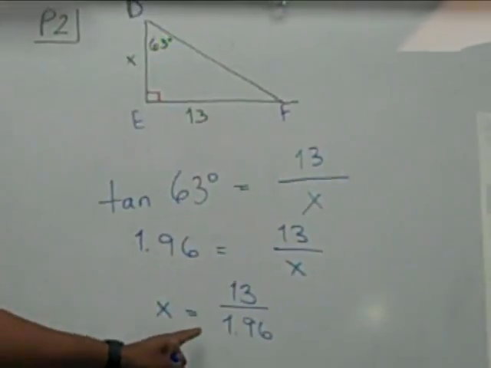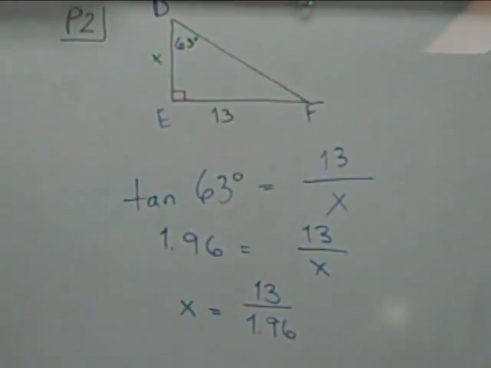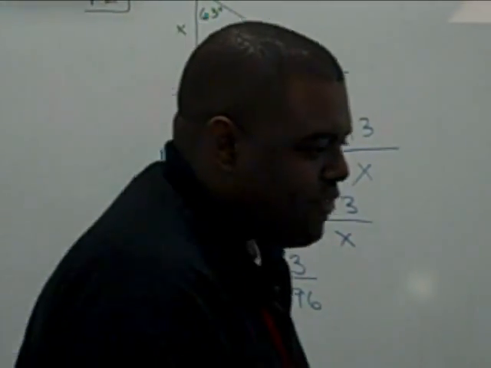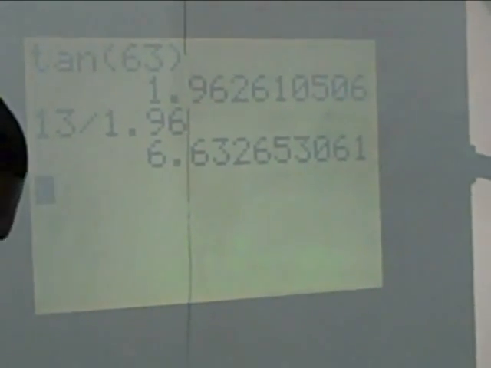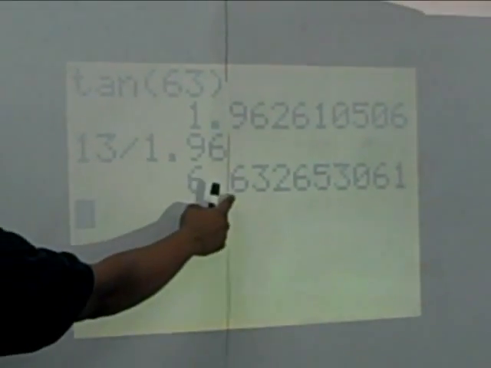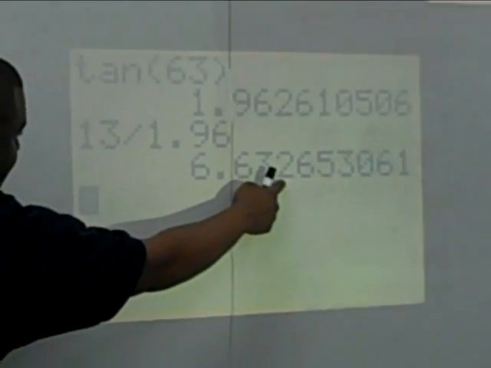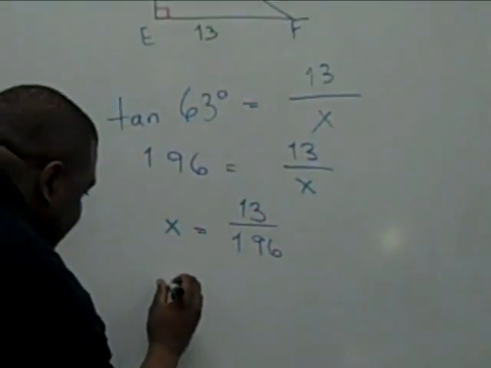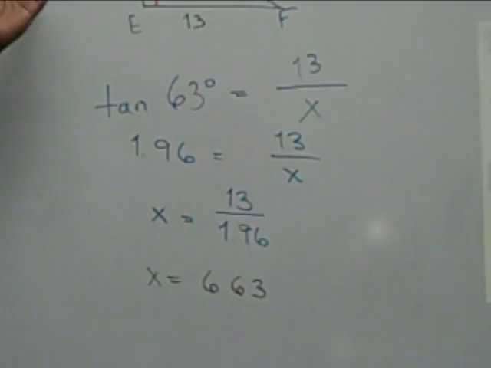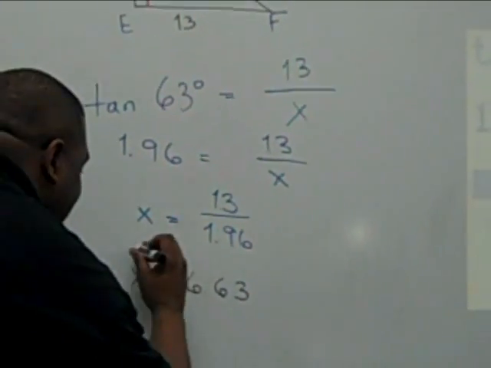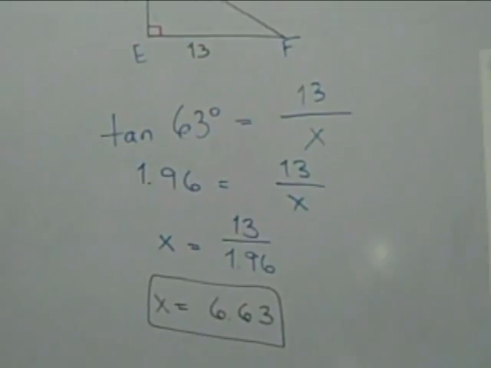Now, all we've got to do is find what 13 divided by 1.96 is. So I've got my calculator handy. Let's find out what it is. I'm going to do 13 divided by 1.96 and press enter, and there's my answer. We're going to round to the nearest hundredth. So we have 6.63. Again, 2 is not high enough for me to round up. So x is going to be 6.63 units, because we don't know if it's centimeters or whatever. So that is how we can find the length of a missing side using tangent ratios.